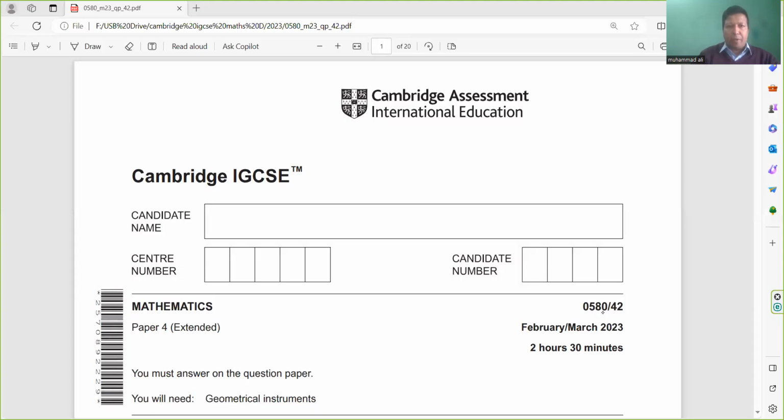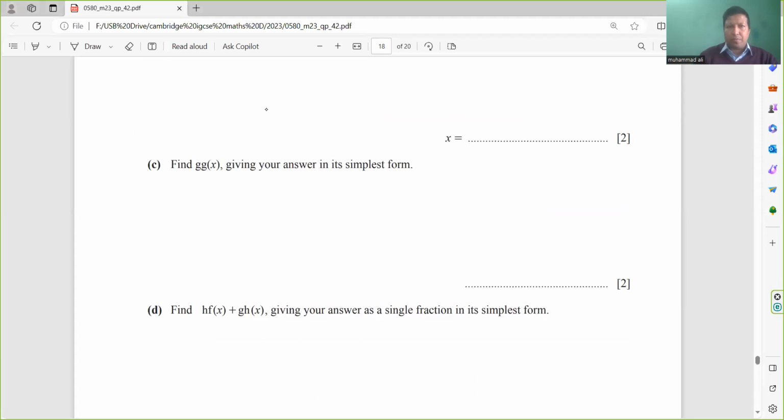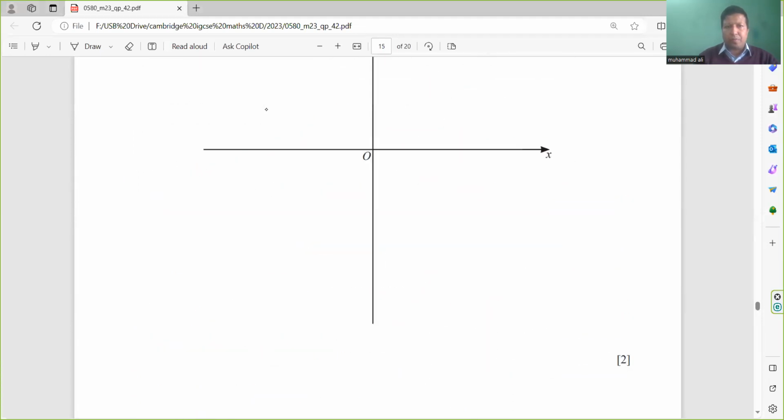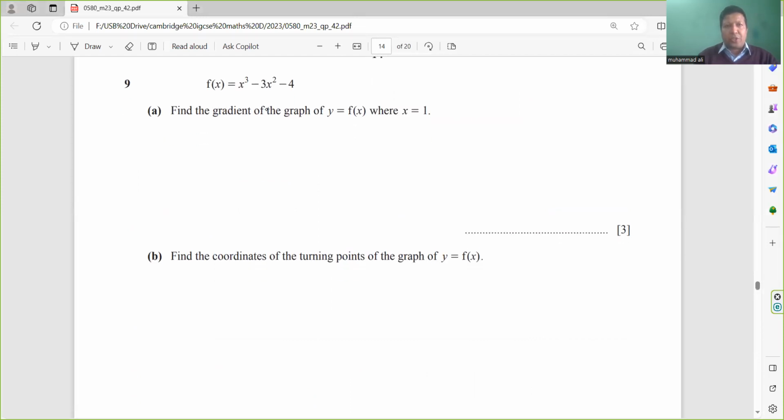Today we will solve one question from Cambridge IGCSE Mathematics Paper 4 Extended, 0580 Variant 42, February March 2023. Question number 9. f(x) equals x cubed minus 3x squared minus 4. Find the gradient of the graph of y equals f(x) where x equals 1.